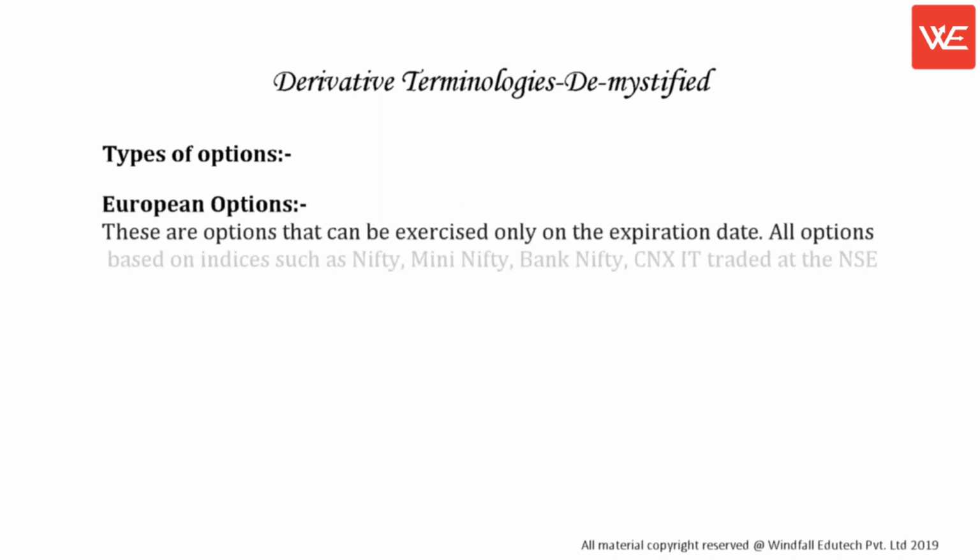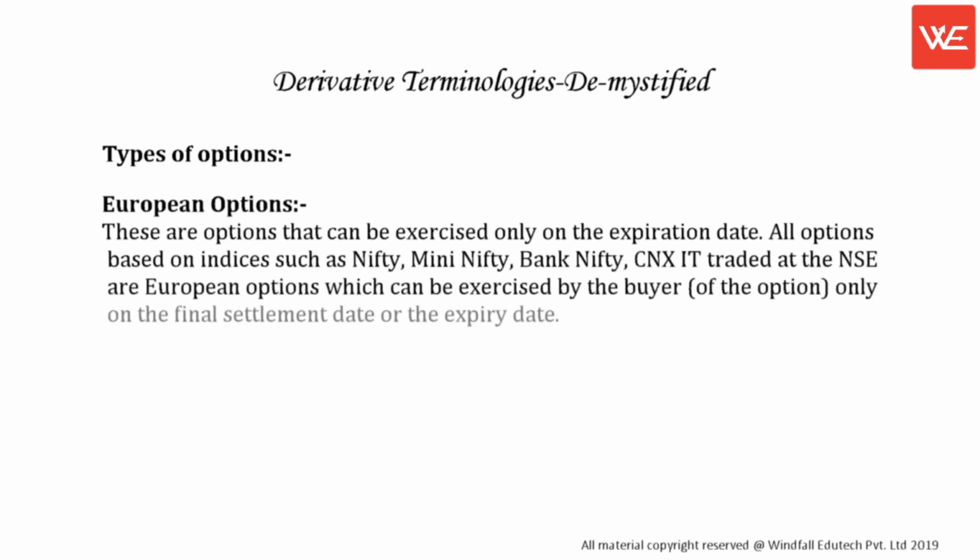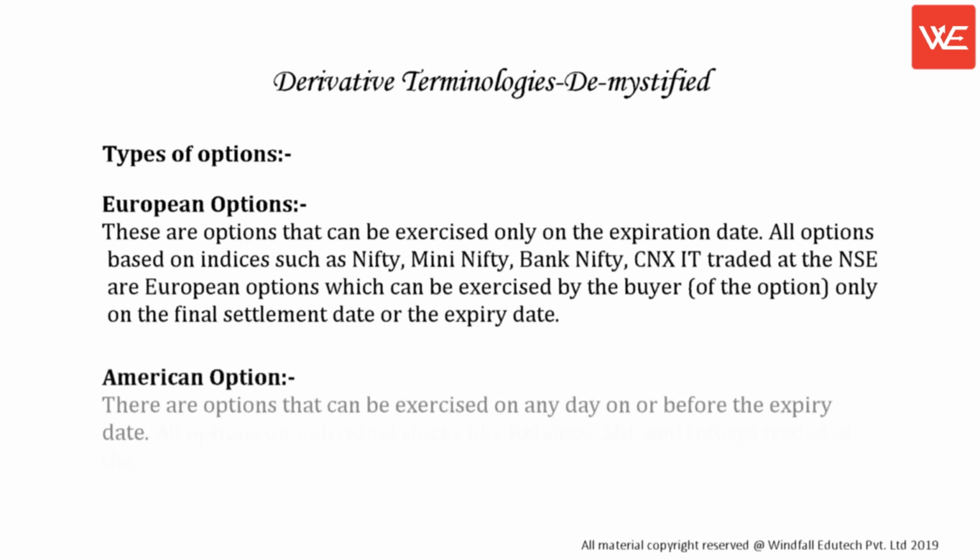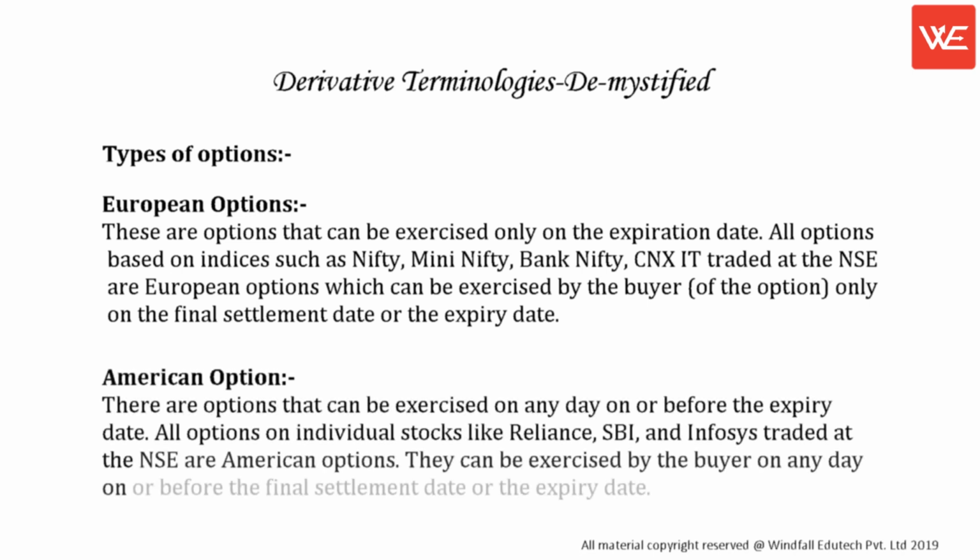Types of options. European options are options that can be exercised only on the expiration date. All options based on indices such as Nifty, Mini Nifty, Bank Nifty, CNXIT traded at the NSE are European options, which can be exercised by the buyer of the option only on the final settlement date or the expiry date. American options are options that can be exercised on any day on or before the expiry date. All options on individual stocks like Reliance, SBI, and Infosys traded at the NSE are American options. They can be exercised by the buyer on any day on or before the final settlement date or the expiry date.